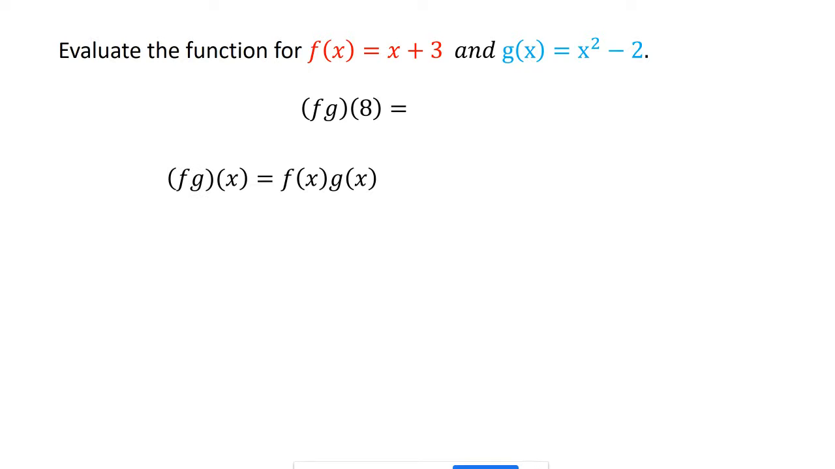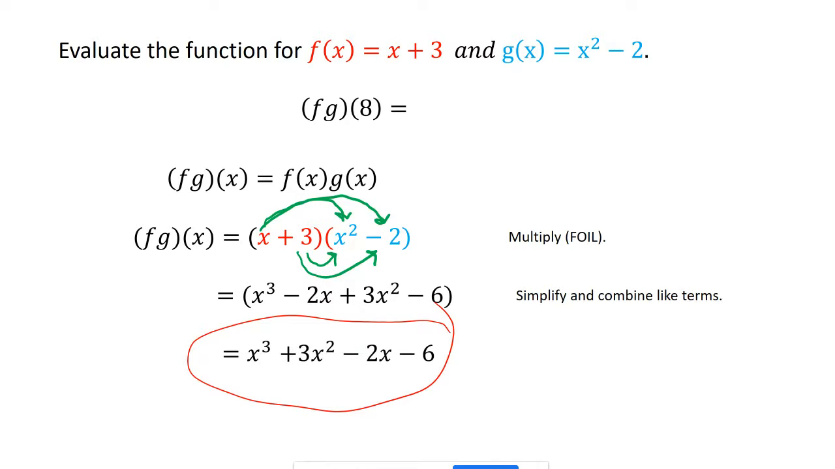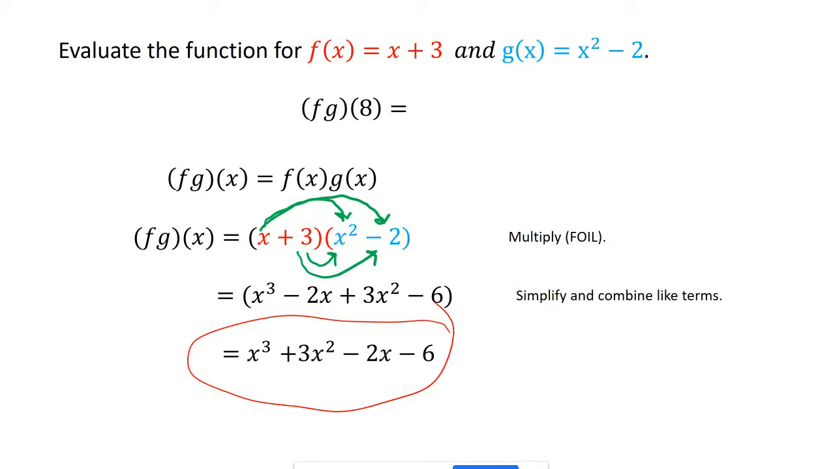So f times g of 8, we multiply these out, right? So here we get, combine your like terms. So my answer is just going to be this here. So the domain for this one, I didn't have it here, but the domain, you would ask yourself, do you have a fraction? No. So you don't have to worry about fractions or a fraction with a variable in the denominator. You don't have that, so you don't worry about the fractions.